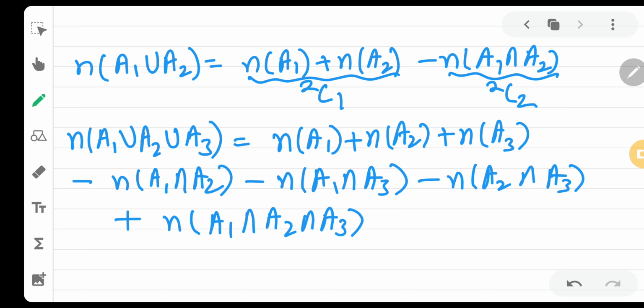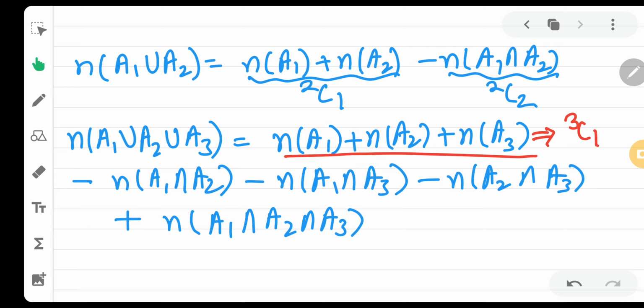2C1 means 2, so there were 2 elements possible, and 2C2 is 1, so there was only 1 element possible for intersection. Now there are 3 sets, right? So 3 sets means 3C1. 3C1 means how many? 3. So there are 3 possibilities.